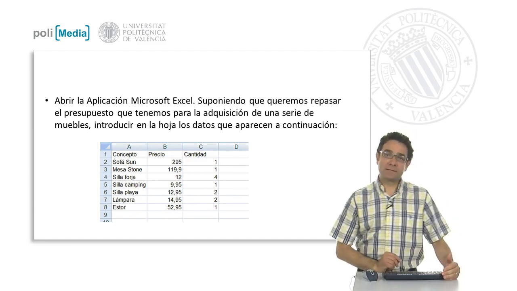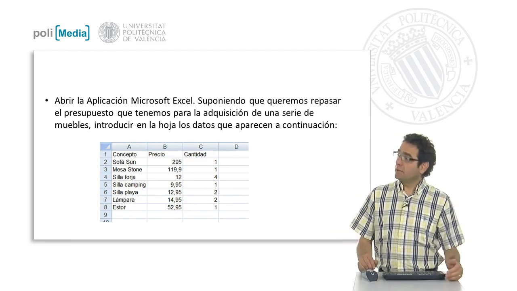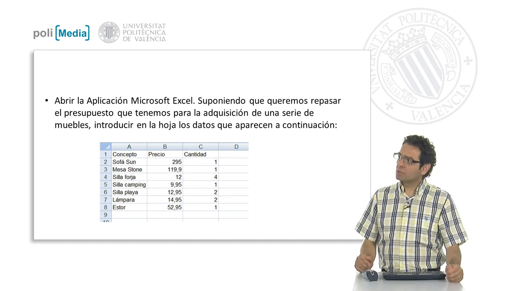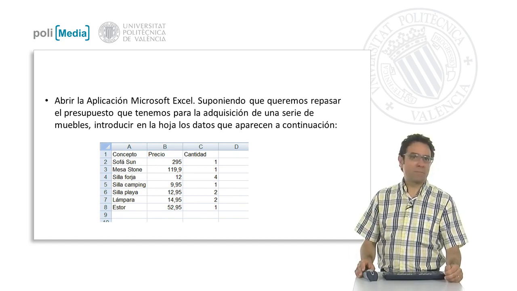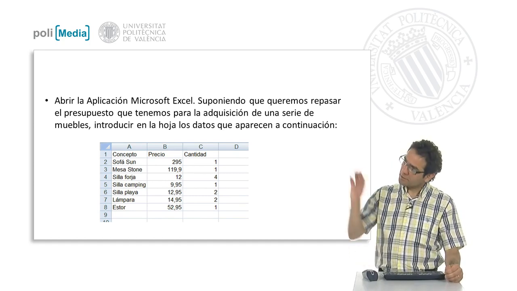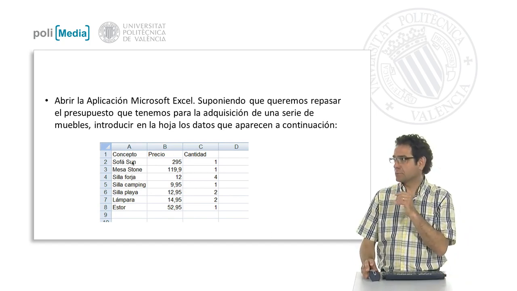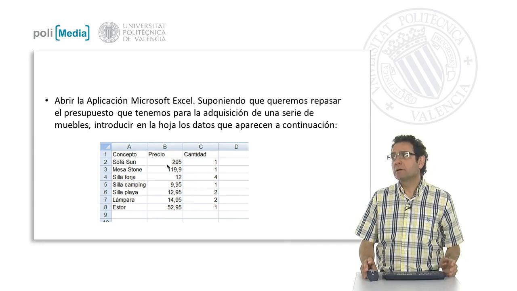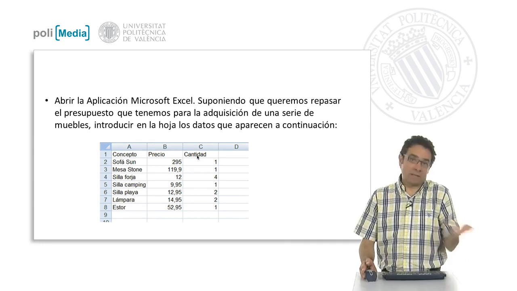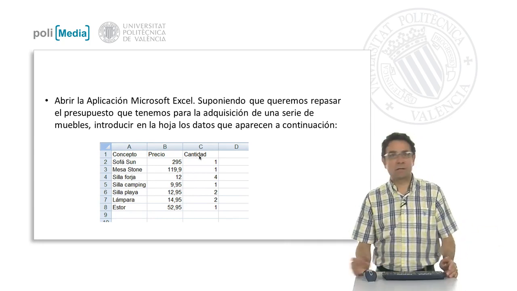They set us the practical exercise in Excel: we open the application and review a budget we have for buying some furniture. So we have this spreadsheet in which we have a series of furniture items as concept, each with its price, and we intend to buy a given amount of each of them.